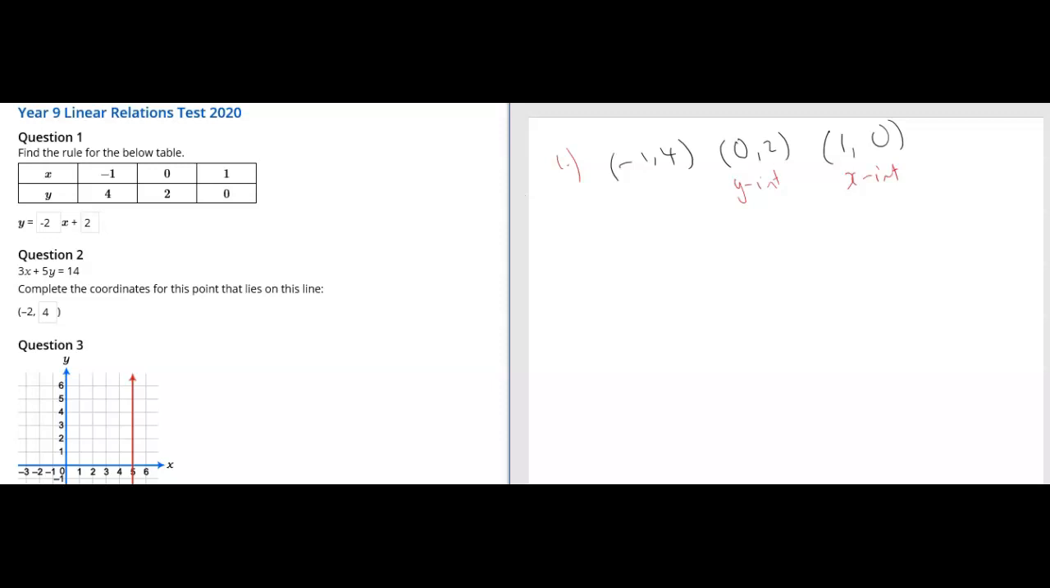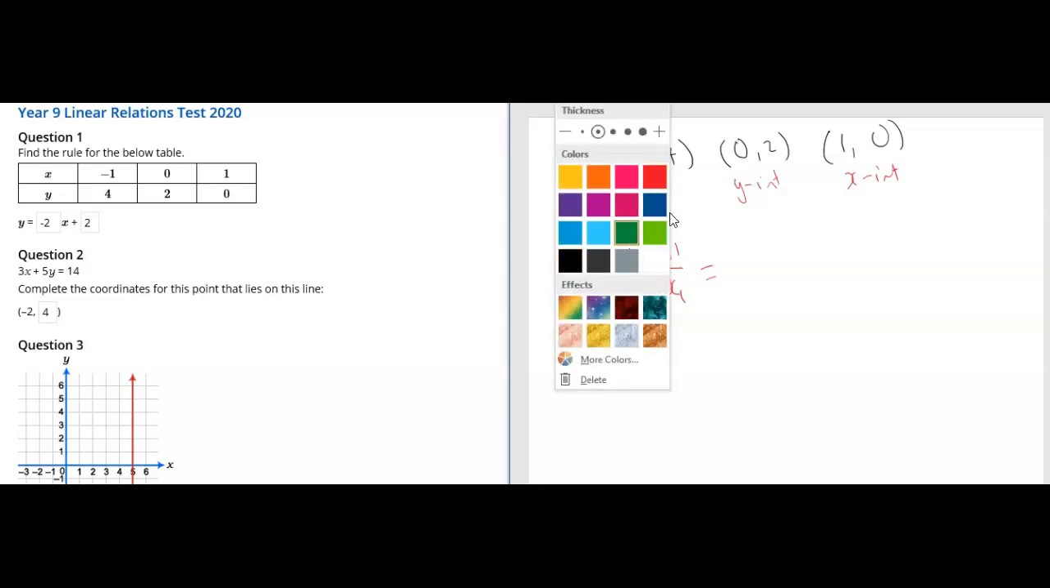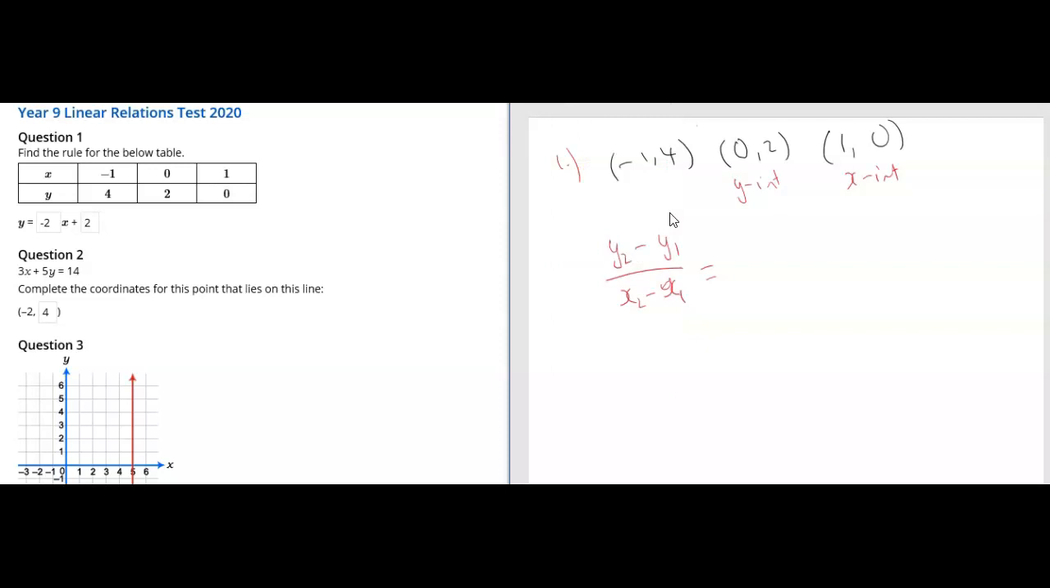Now to find the gradient, we want the difference between two y values, our rise, over the difference between two x values, our run. What you label as x1 and y1 doesn't matter. You've got 3 points here, and you can call any of those points x1, y1, and any of those points x2, y2. I'm just going to use 0, 2 and 1, 0 because I personally think they're the easiest ones to do. I'm going to call that one x1, y1, and x2, y2. But you could easily use this point if you wanted to.